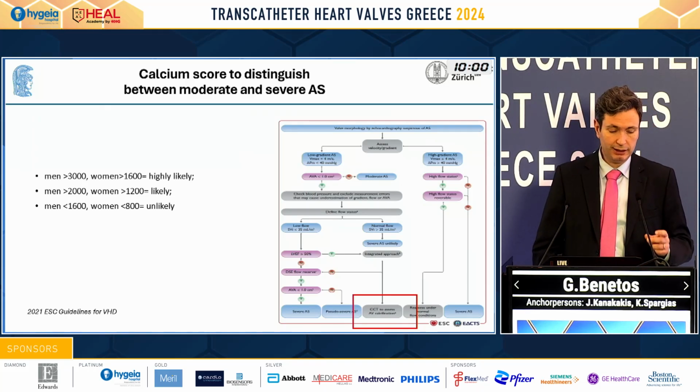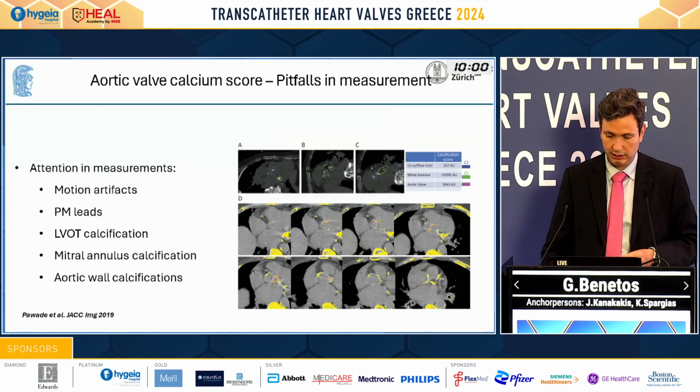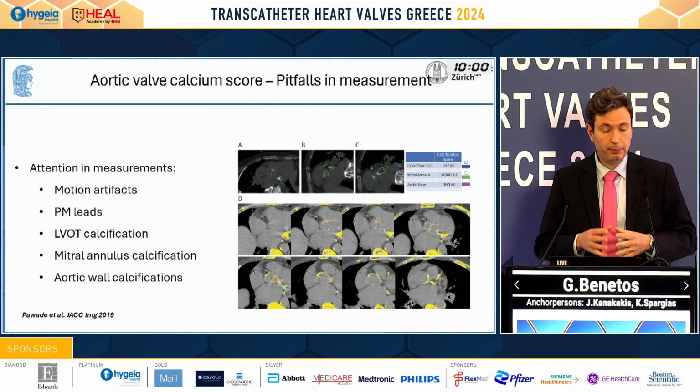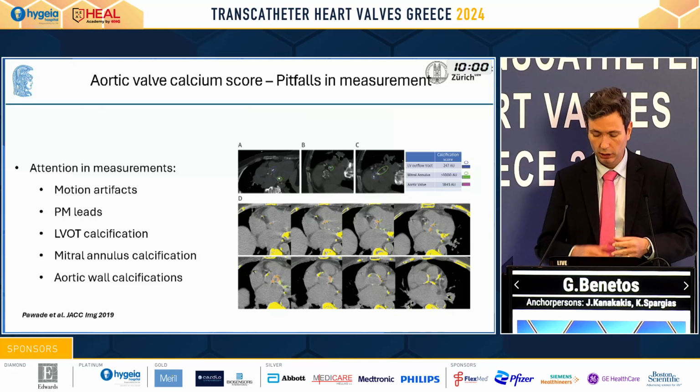We have two thresholds: more than 2,000 in men and more than 1,200 in women. Most of the time it's regarded as severe aortic stenosis, and this helps us to proceed in these difficult cases. At this moment, I would like to say that we have to pay attention to our measurements, even if calcium score seems so simple to measure.